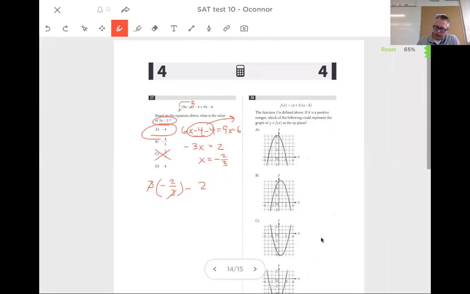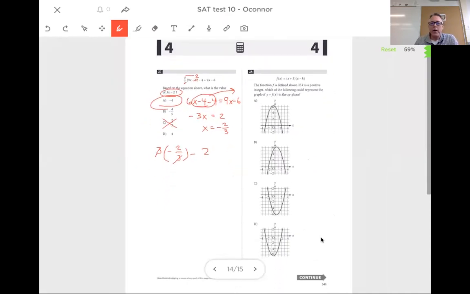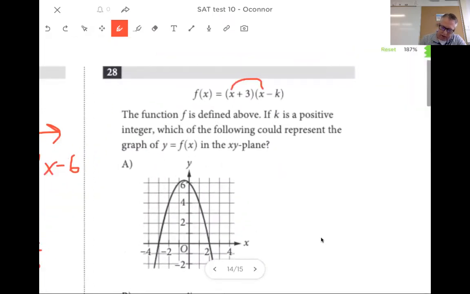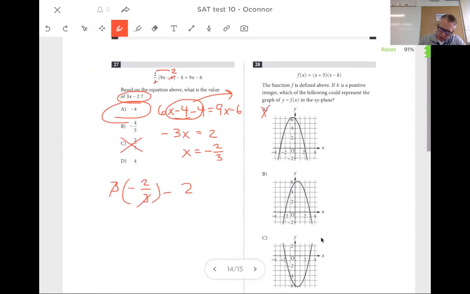All right, last but not least, number 28. I'm trying to match this equation with one of the graphs down below. Here's the first thing I can see. Two of them open down and 2 of them open up. If I FOIL this out, I get x times x is positive x squared. Remember, if the leading coefficient is positive, it has to open upward. So I already know that A and B are not the answers.